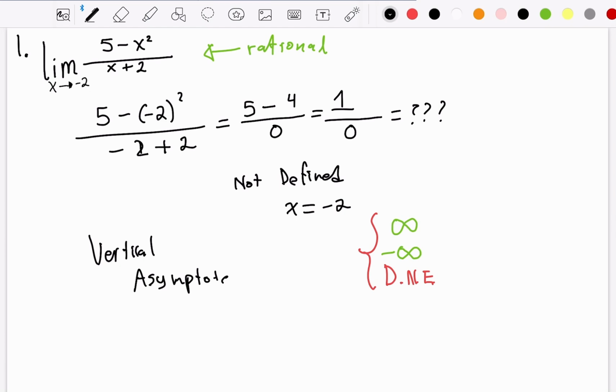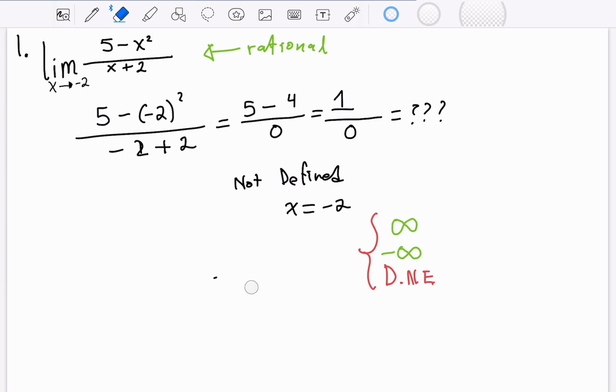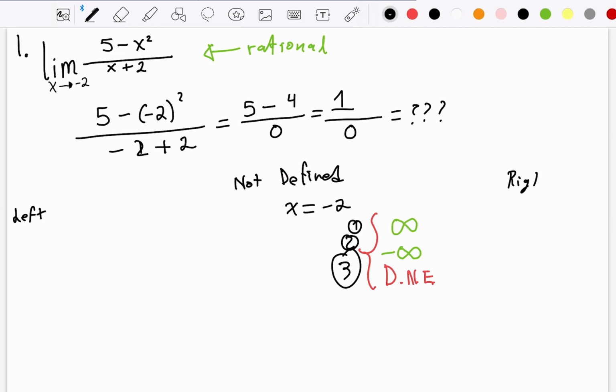So now, how are we going to know in our exercise which answer to choose? We have three possibilities. Which one should I use for this one? What we have to do in this case is find the limit from the left and the limit from the right, and we have to see if they are the same. If they are the same, well, we choose infinity or negative infinity. But if they are not the same, we can say that this does not exist.